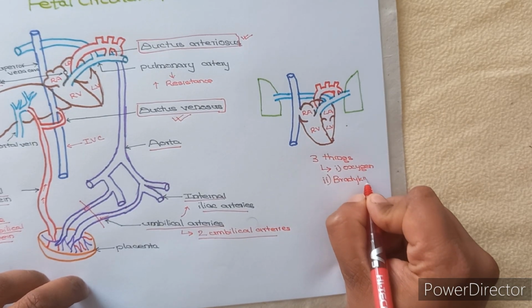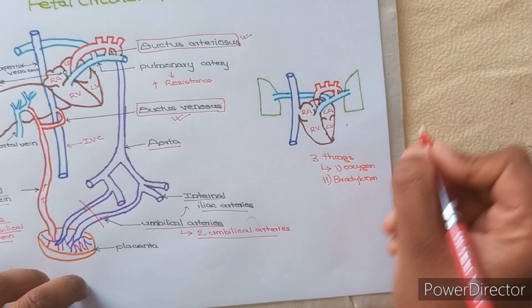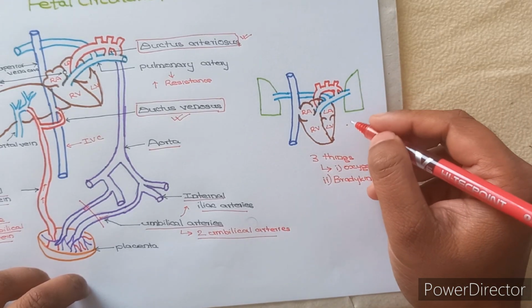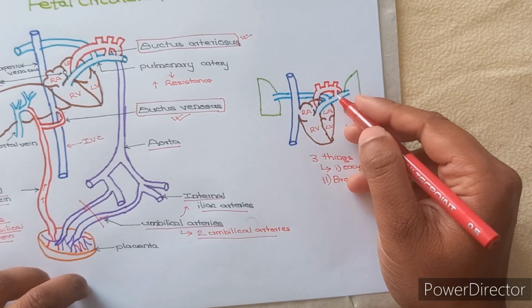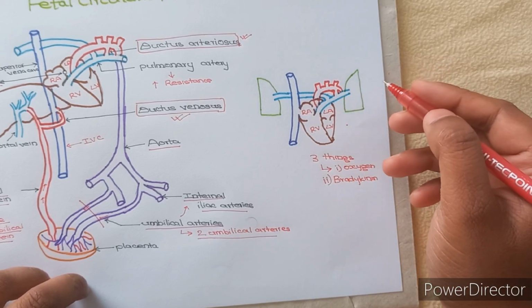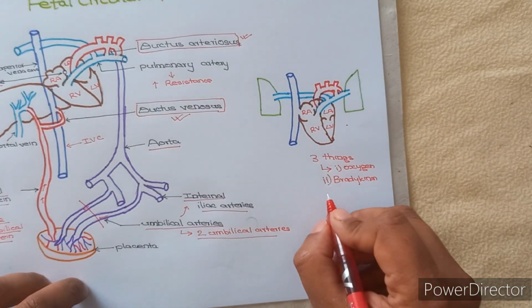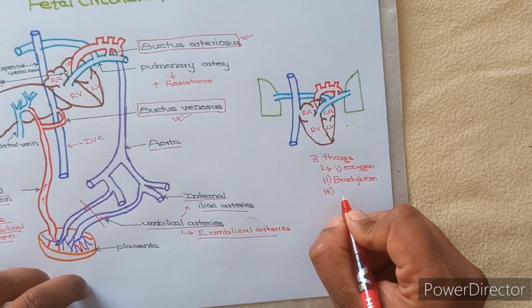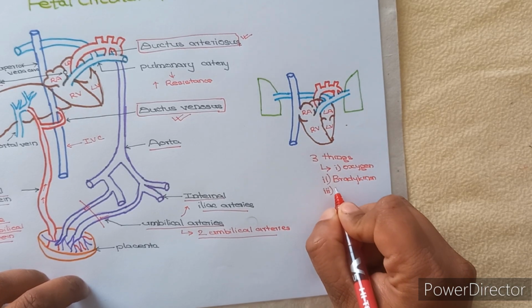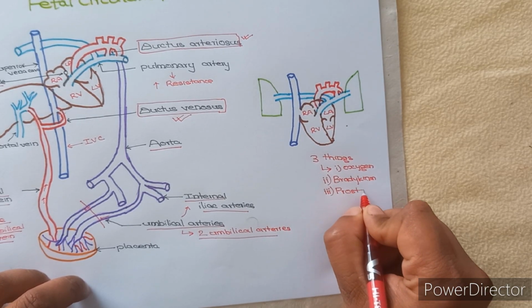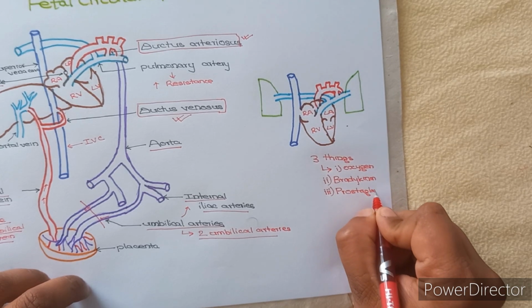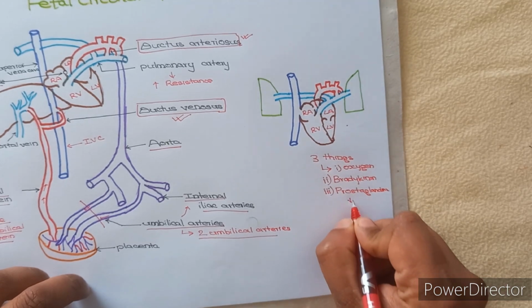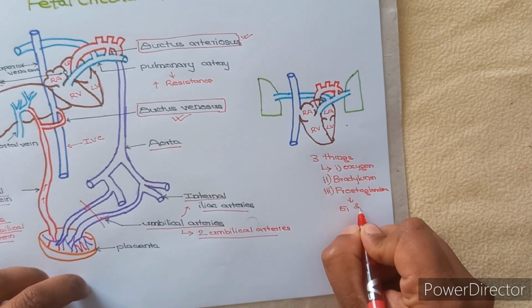This bradykinin is released when the lung expands. When the lung expands, it secretes bradykinin, and the bradykinin acts on the smooth muscle cells of the ductus arteriosus, which leads to the constriction of the ductus arteriosus. Initially, before the birth, the cells of the ductus arteriosus are secreting prostaglandin, that is prostaglandin E1 and E2.